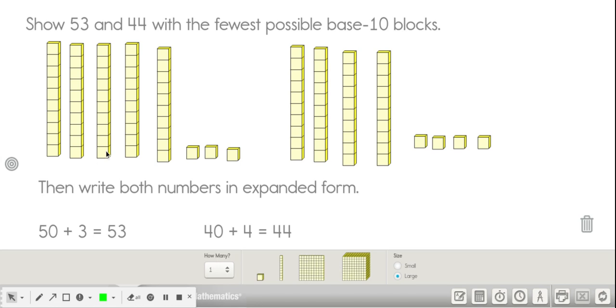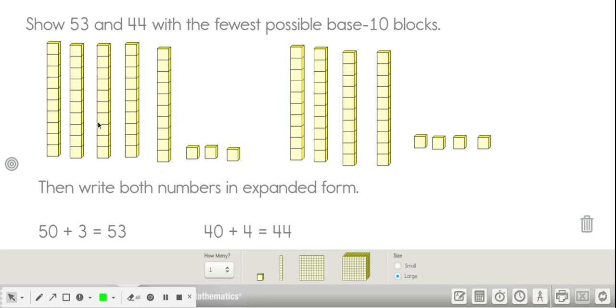My base 10 blocks are broken up into 10s and 1s, and my expanded form is broken up into 10s and 1s. This number right here is how many longs I have. This number here is how many cubes I have. This number here is how many longs I have. This number here is how many cubes I have. So this is going to help us today as we continue to do partial sums to help us add 2-digit numbers and 3-digit numbers, is breaking those numbers into pieces.